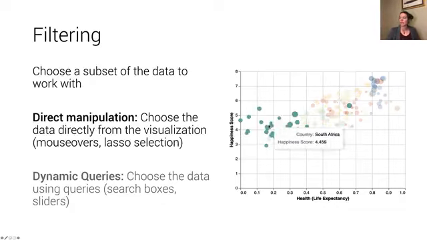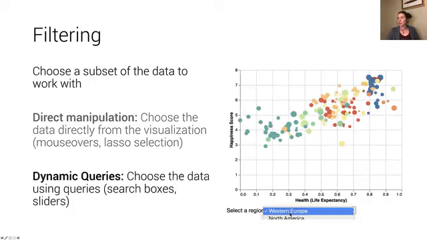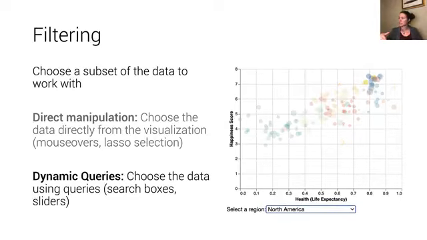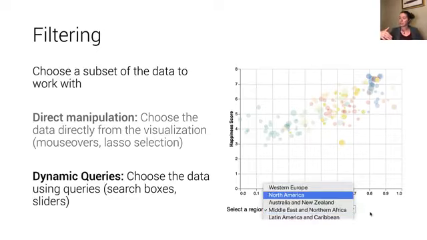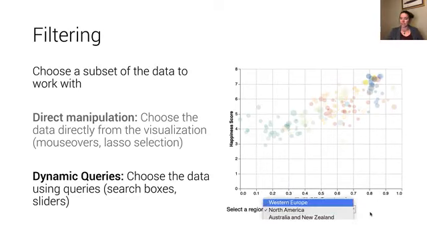The complement of direct manipulation is a concept called dynamic queries. The idea behind dynamic queries is that we want to choose our data using queries, and these queries are usually driven by widgets. You can think of these as things like search boxes or sliders. These are complementary widgets where we can choose a specific kind of query that we want to run based on the actual values of the data. So in this video here, we have just a drop down that allows us to select different regions of the world based on those region names. And as we select those regions, rather than having to hover over, mouse over, we can select things that way.